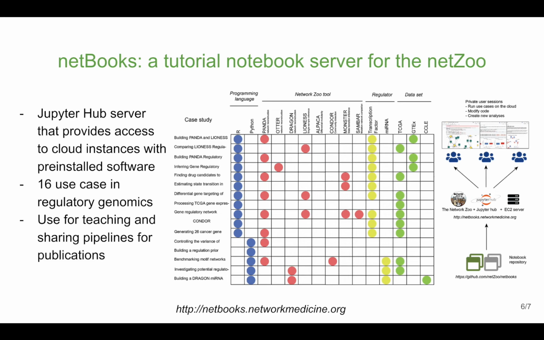Finally, netbooks hosts more than 16 use cases in regulatory genomics as Jupyter notebook. These notebooks are curated and annotated to enable learning and also sharing reproducible pipelines. Netbooks also allows users to create their own analysis pipelines and gives them access to hardware, to disk space, and to RAM space to be able to run these analyses without the need for any hardware or software installed on their computer.